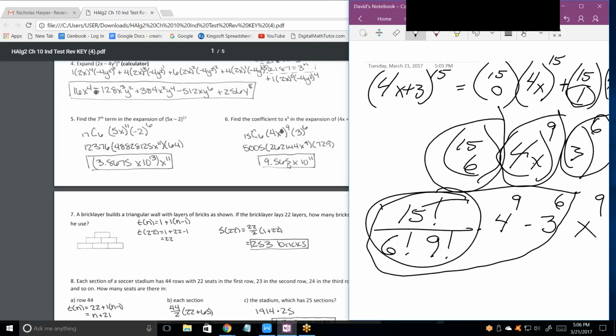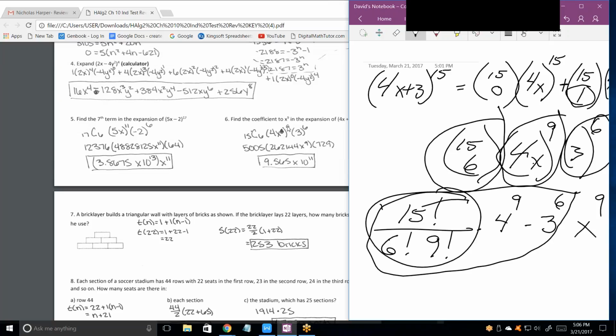And that's the coefficient. Notice that she did not write x to the 9th next to that. The only thing she asked for was the coefficient, and this is the coefficient of the term that has x to the 9th in it. All right, that is binomial expansion in a nutshell. That's how you do all binomial expansion problems.